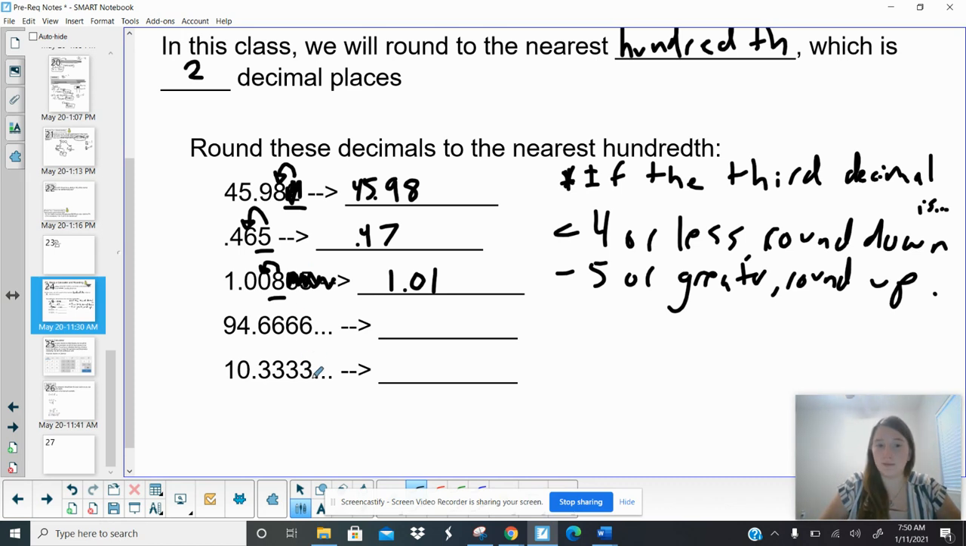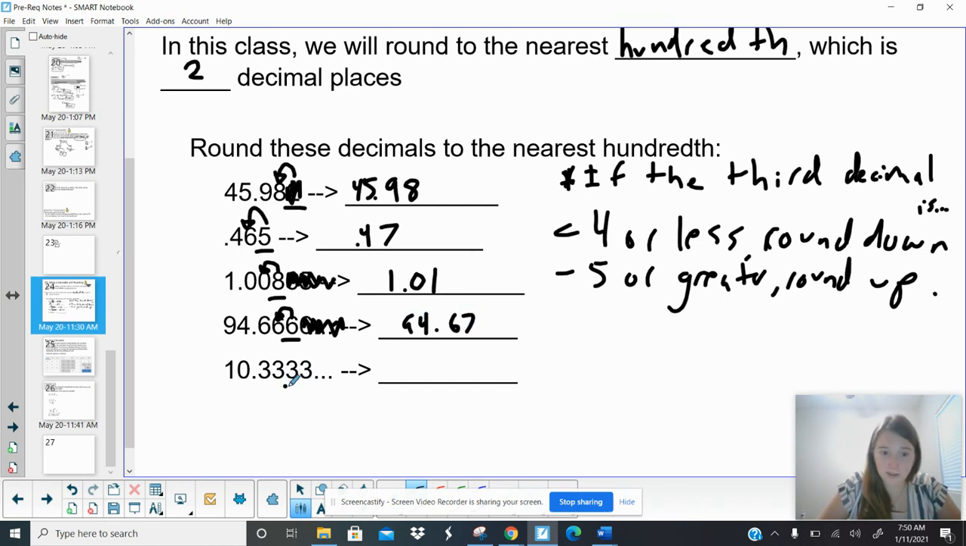So go ahead and try these bottom 2. You're focusing on the 3rd decimal to round the 2nd. Go ahead and try it. Okay, here our third decimal is 6. That is 5 or greater. So that tells me 94 point. These 6's back here don't matter. I'm going to round this 6 up to 7. That's how we would round that there.